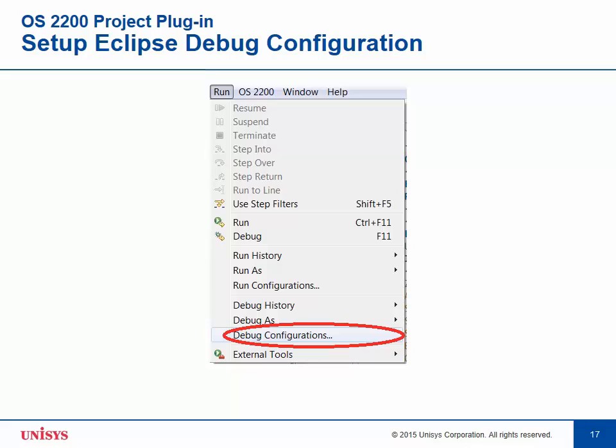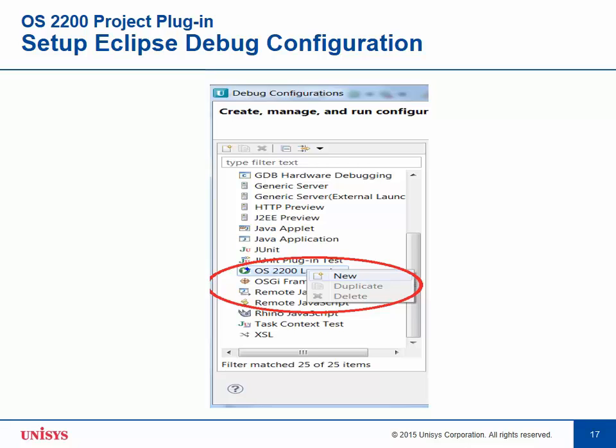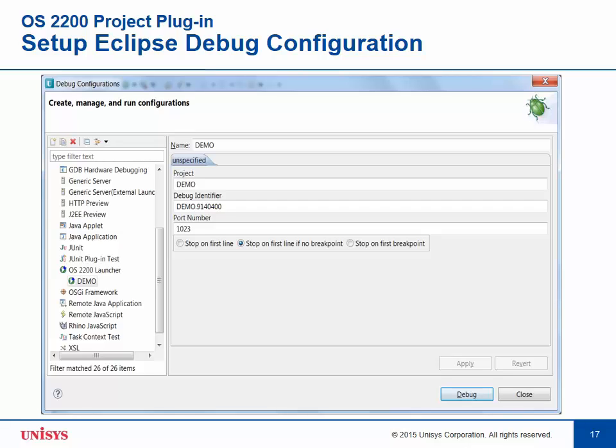How to set up Eclipse debug configuration? To set up a debug configuration, go to the menu option Run, Debug Configurations. In the debug configuration, select OS 2200 launcher. The context menu of the OS 2200 launcher, that is a mouse right click, will allow you to create a new OS 2200 launcher. Leave the default values for the new OS 2200 launcher as is. In this example, a new launcher called Demo is created for the Demo OS 2200 project. Using the new launcher, the Demo project can be debugged.